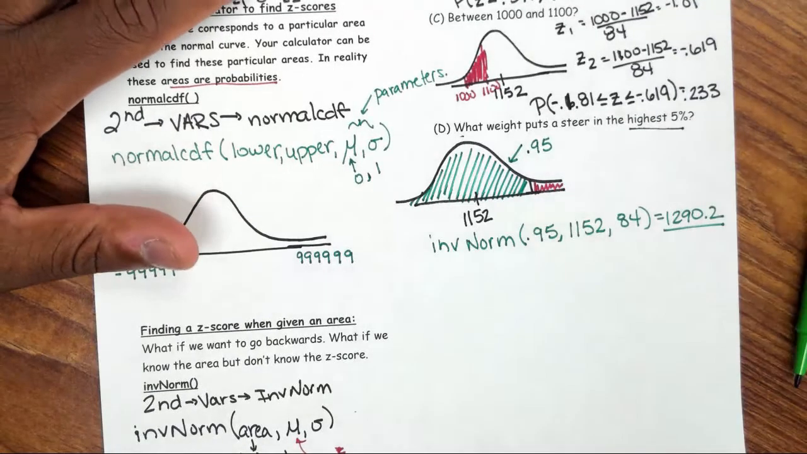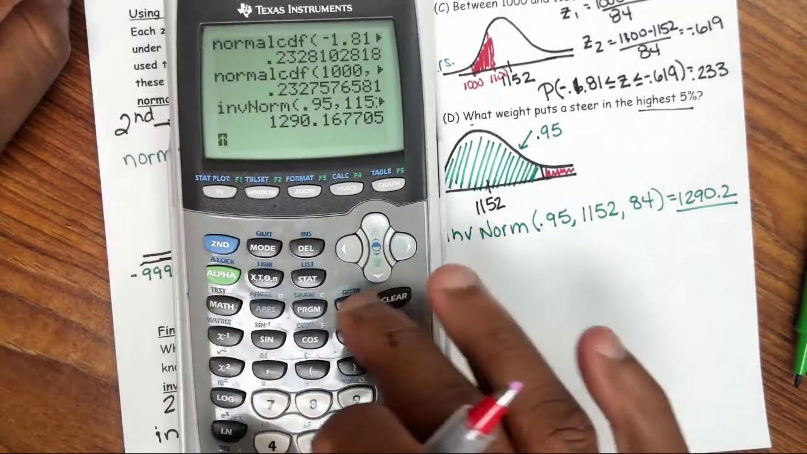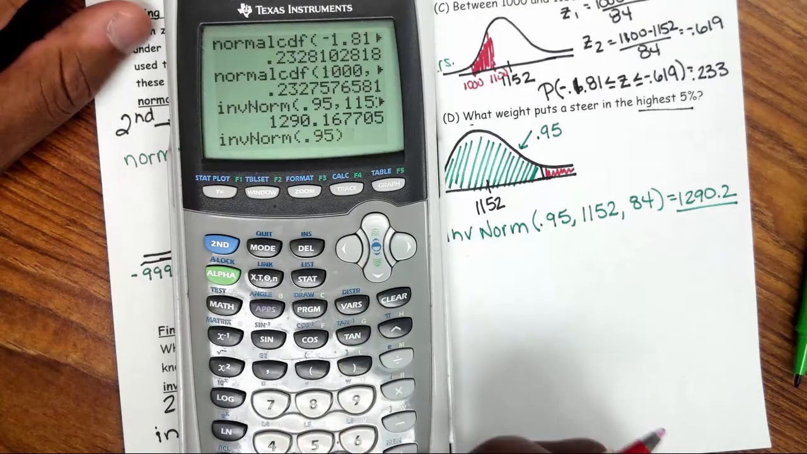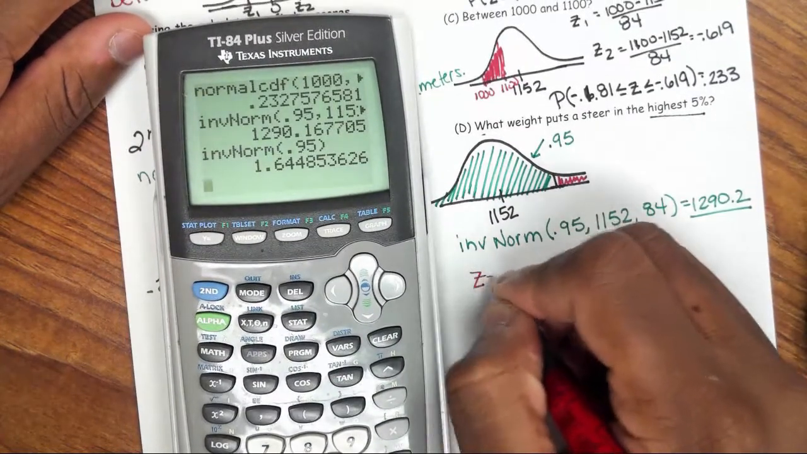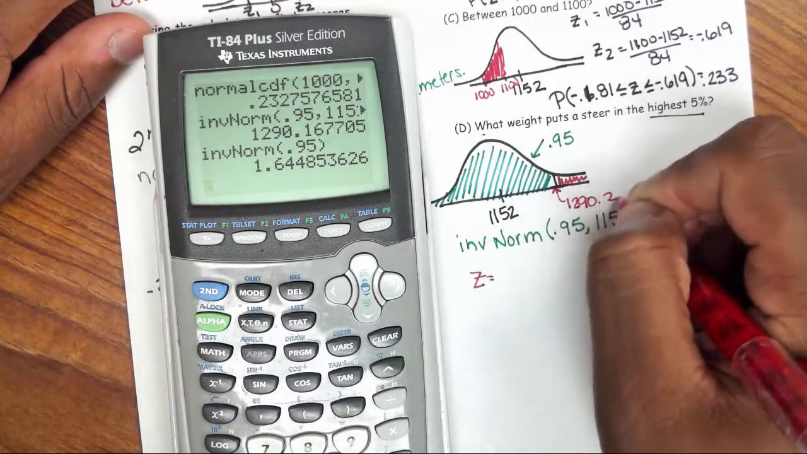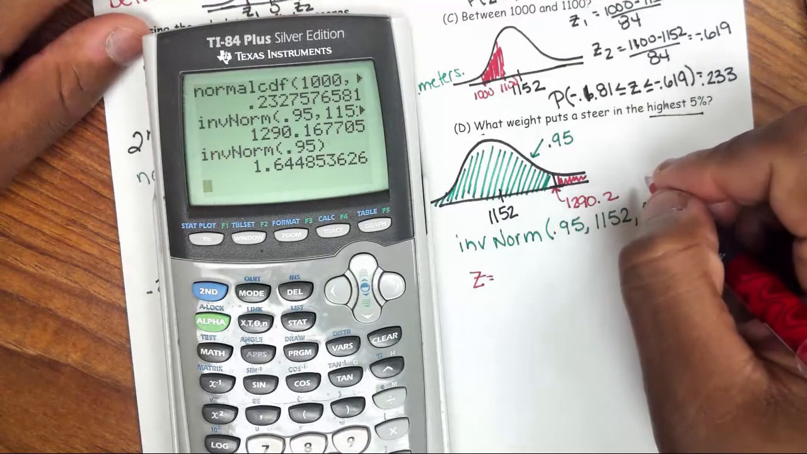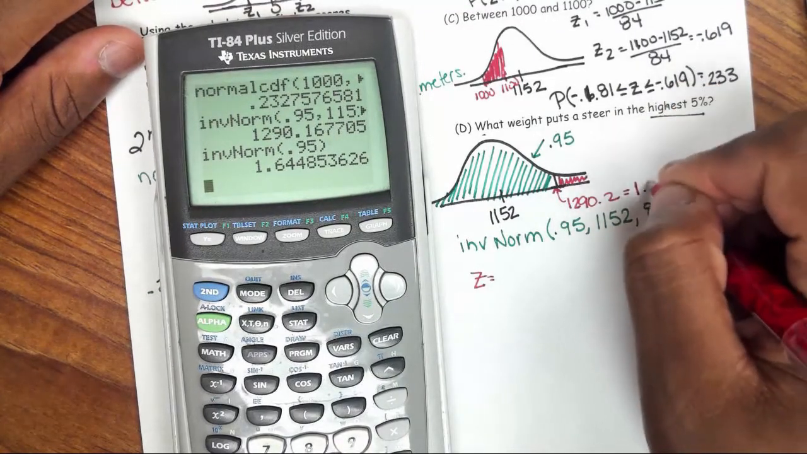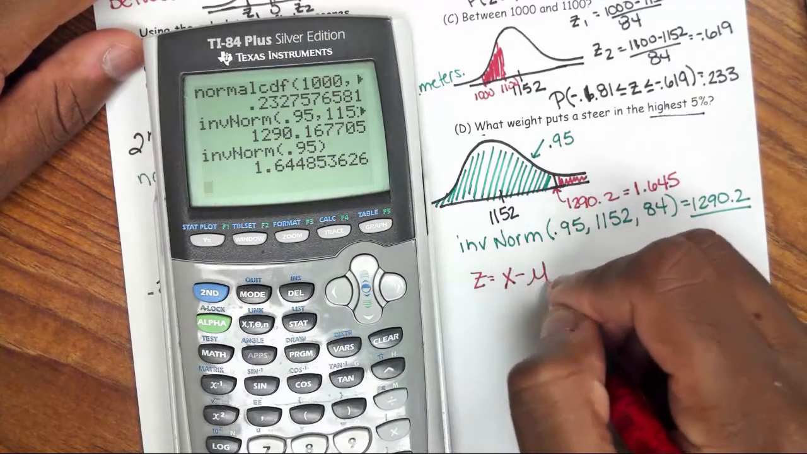And if you want to, you can actually go backwards and calculate it with a z-score. Instead of typing in this mean and standard deviation, you would just do second vars, inverse norm, again, 0.95 if you're looking at the highest 5%. The z-score that corresponds to that is 1.645. So this weight right here we just found to be 1290.2, the z-score that corresponds to it is going to be 1.645. Remember, you have a formula that says z is equal to x minus mu divided by sigma.